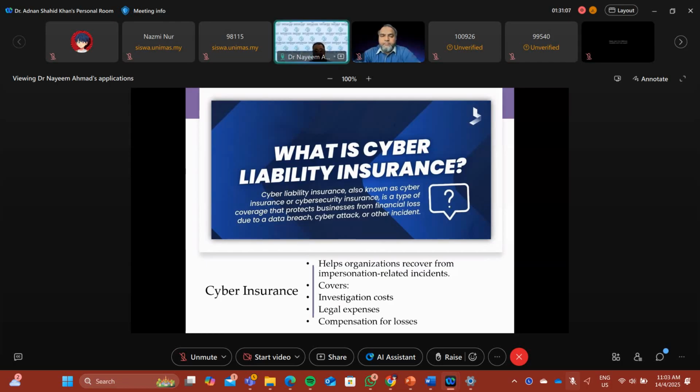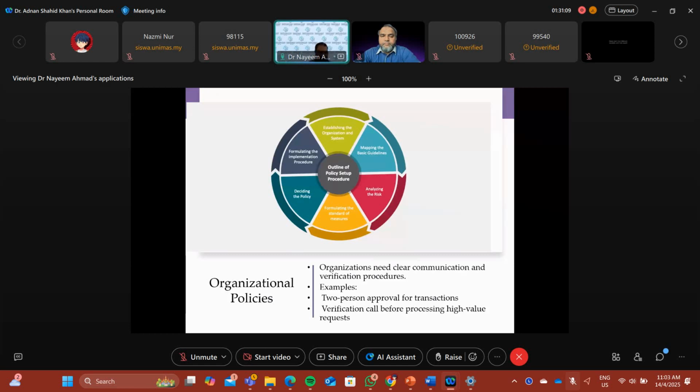Organization policies are key for preventing cyber attacks, in which we need to create strong policies, create different roles, and give need-based permissions. Organizations must implement strict rules for identity verification, transaction approvals, and document access, which is crucial for prevention of impersonation attacks.